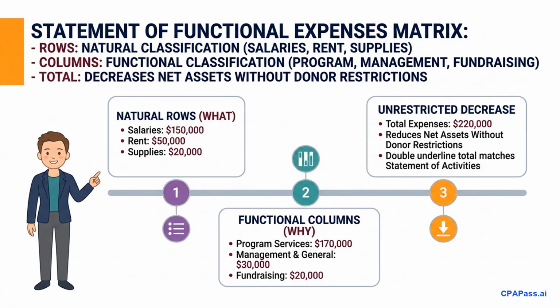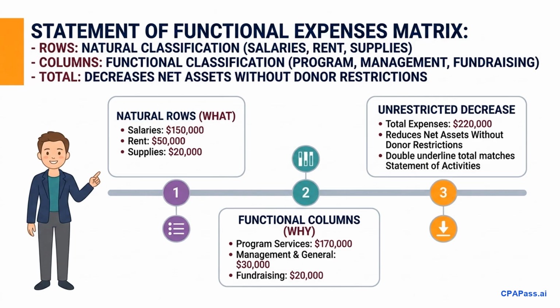Let's look at a mock statement of functional expenses, which is presented as a matrix. The rows show the natural classification, representing what was spent, such as salaries, rent, and supplies. The columns show the functional classification, representing why it was spent, divided into program services and supporting services like management and fundraising.